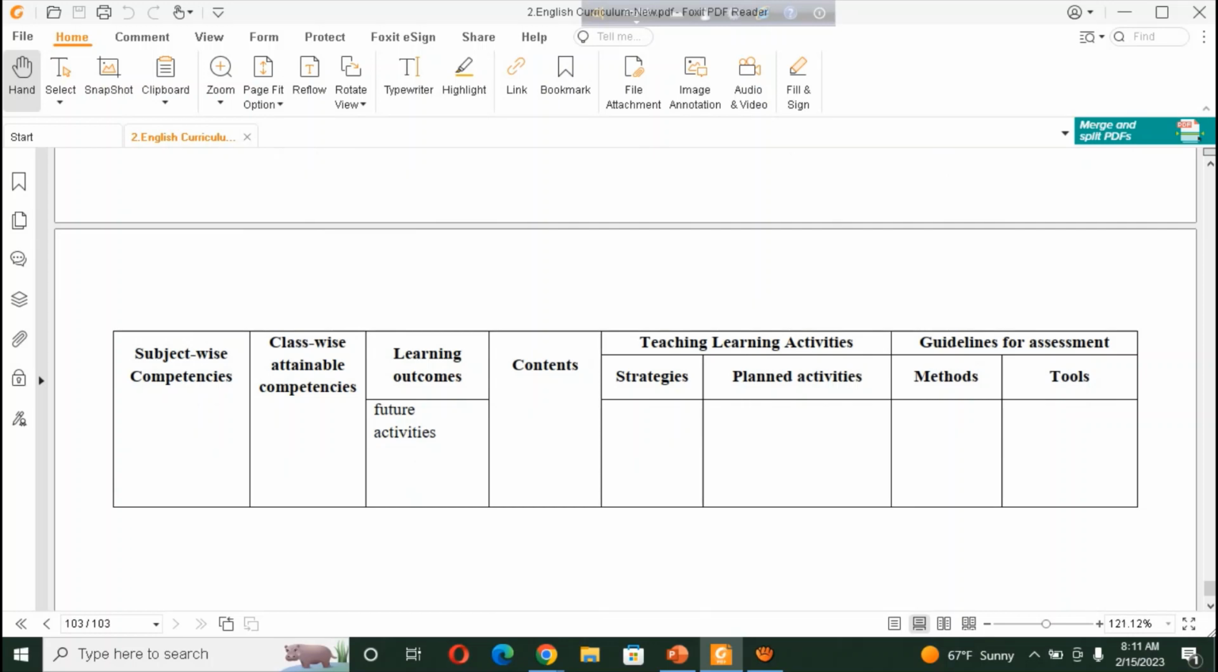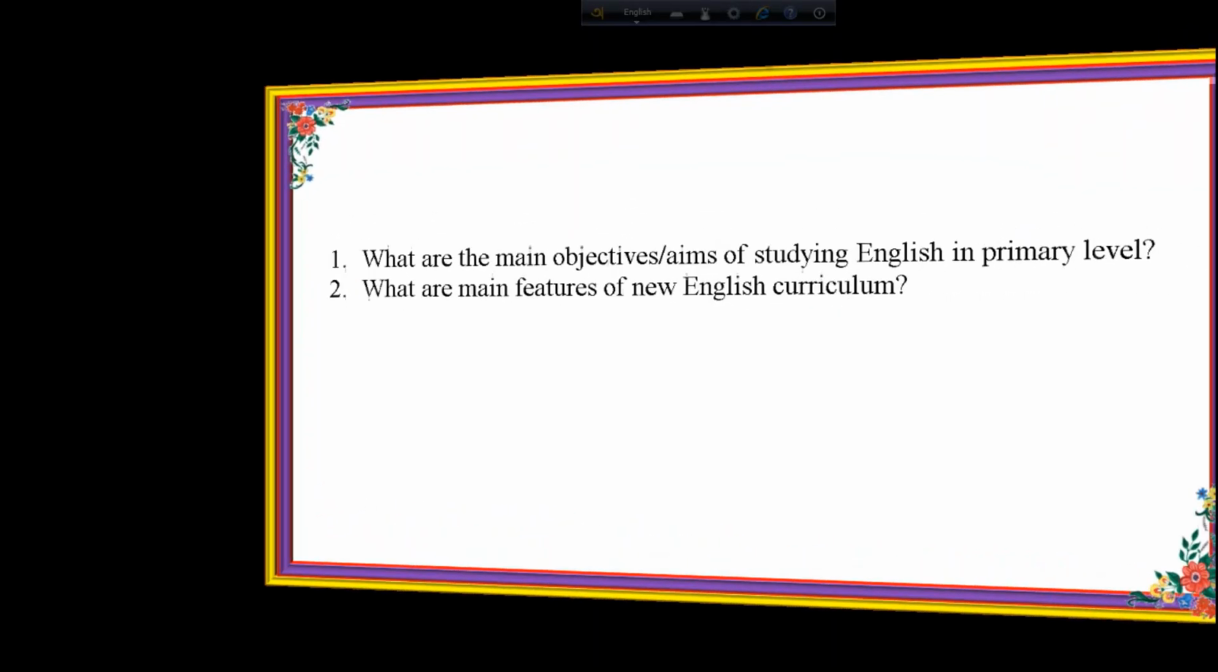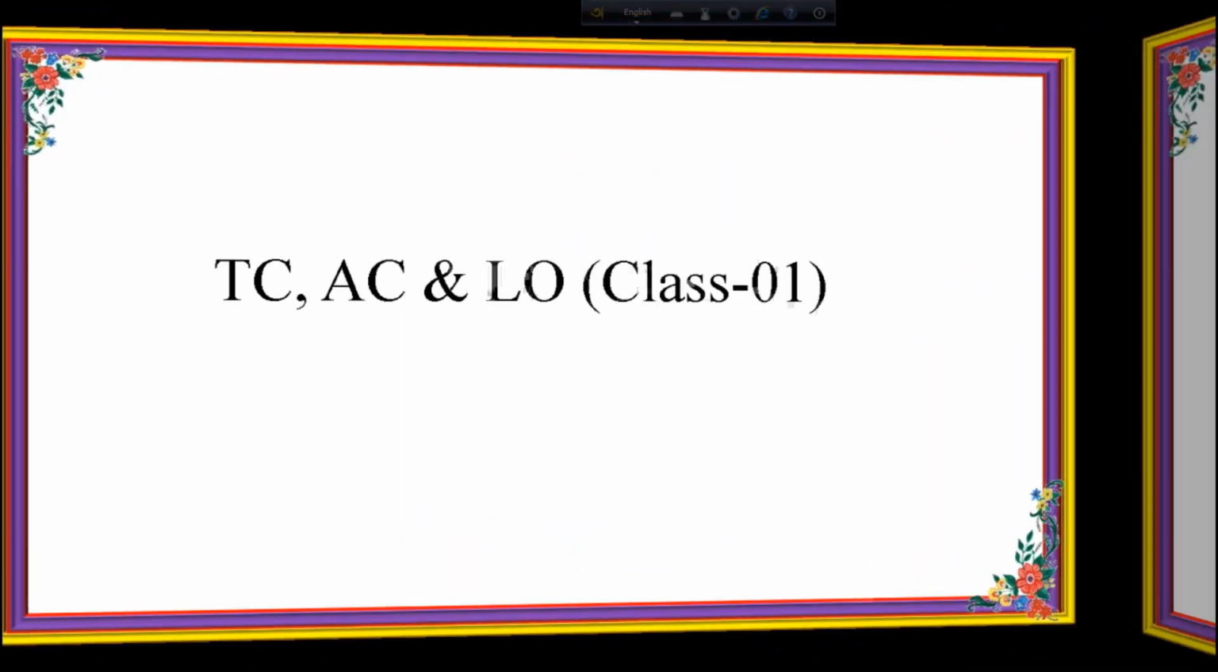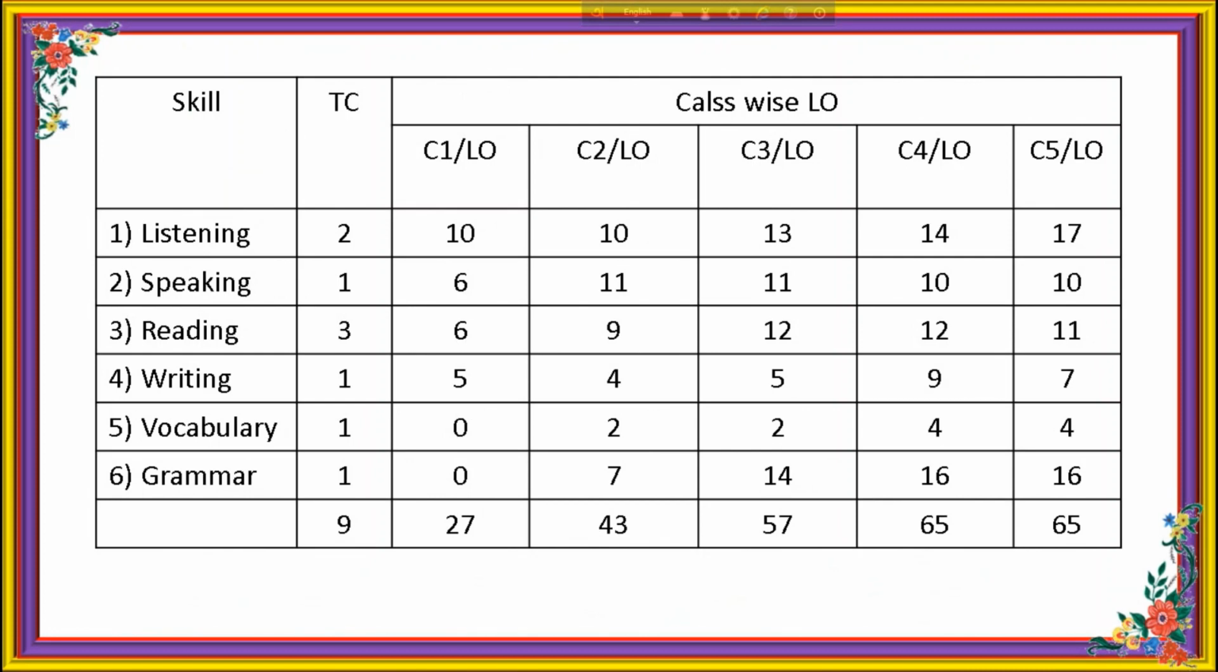So dear participants, dear honorable teachers, I think all of you stayed with us, and we need to give a summary of the session. So here is the summary. Already we have discussed it in our previous session, previous tutorial. This is for terminal competency and attainable competency for class 1 to 5, and we also add this class-wise attainable competency and learning outcome for each class.